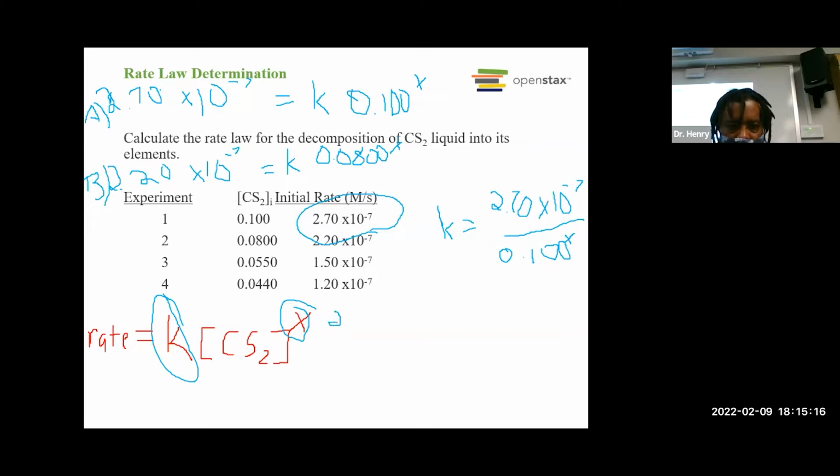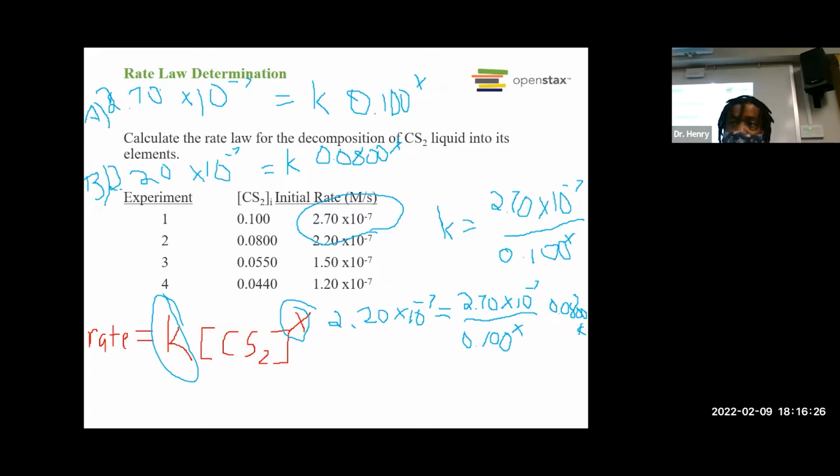So then we'll get 2.20 times 10 to the minus 7 equals 2.70 times 10 to the minus 7 over 0.100 to the x power. Okay. And that is going to be times 0.0800 to the x power. Okay. So then we try to solve for x, right?